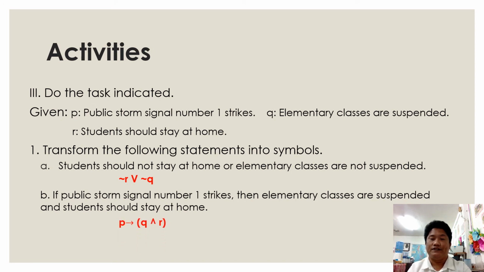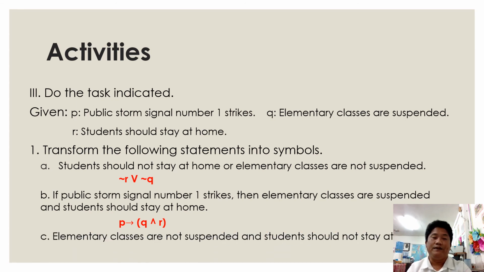And lastly: elementary classes are not suspended and students should not stay at home. The first proposition is the negation of Q, and the second proposition is the negation of R, and they use conjunction. So our symbol becomes the negation of Q, conjunction, which is the arrow up, and then the negation of R. So this is our answer. I hope you got it.